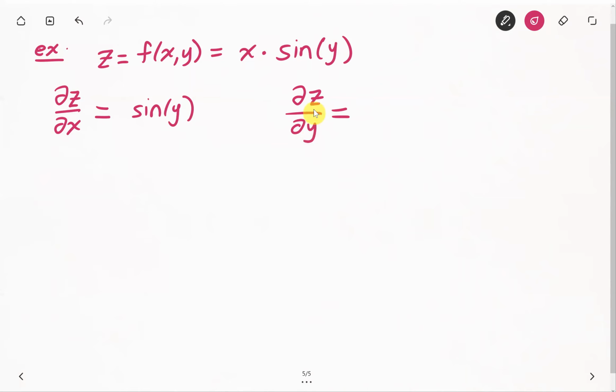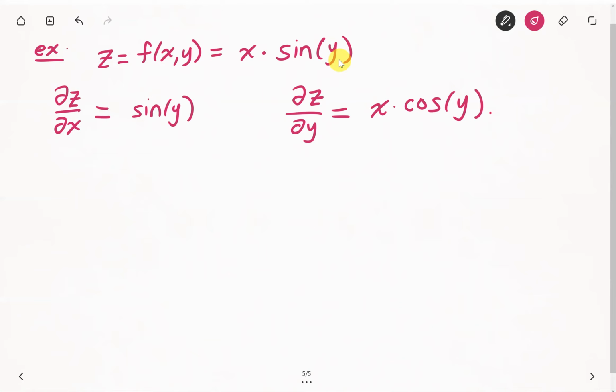We have dz dy. The y tells us that y is a variable and x is a constant. So this function, in this context, is a constant times sine of y. The derivative of a constant times a function is the constant times the derivative of that function. And so this is going to be x times the derivative of sine y, which is cosine y. And those are the two partial derivatives in this case.